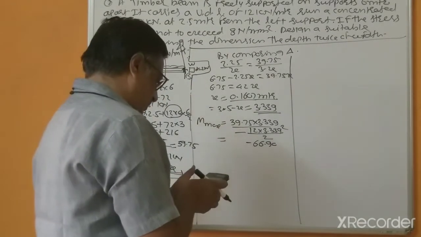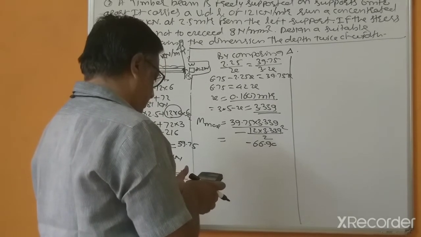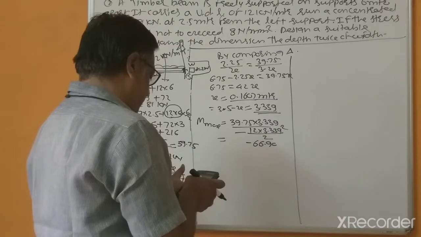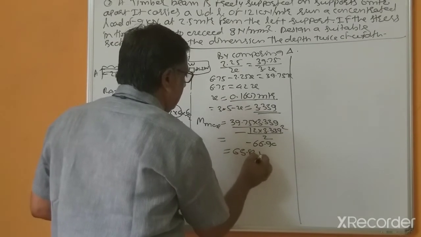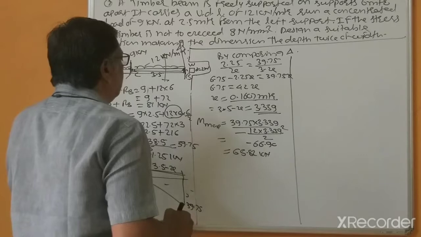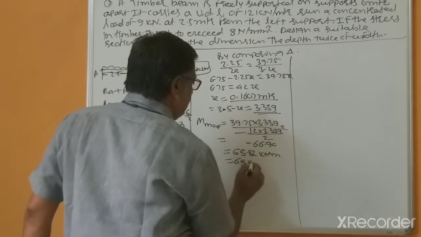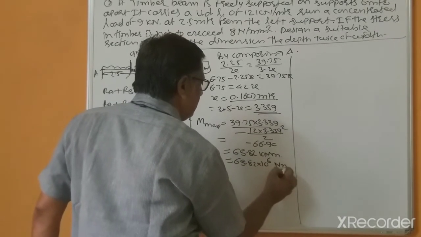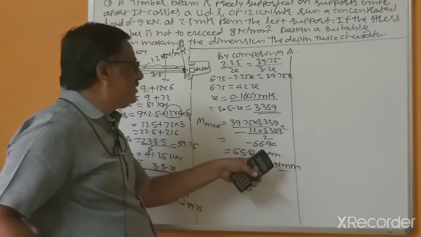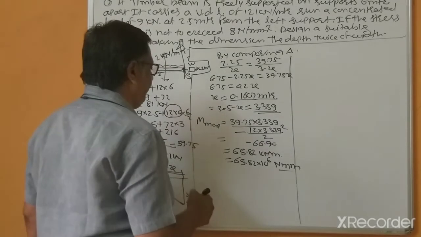Minus 39.75 multiplied by 3.339 minus 9 equal to 65.82, and this is kilonewton meter. So that's why this is 65.82 multiplied by 10 to the power 6, and this is Newton mm, and this is 1 kilonewton is 10 to the power 3, and meter to mm is 10 to the power 3.